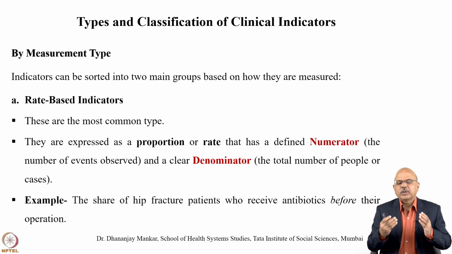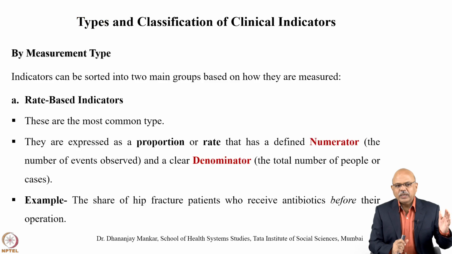Let me come to the types and classification of clinical indicators. By measurement type, clinical indicators can be sorted into two main groups, based on how they are measured. One is the rate-based indicator, the first, very important and most common type.